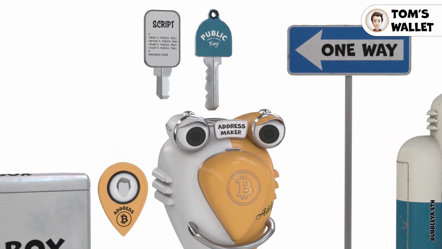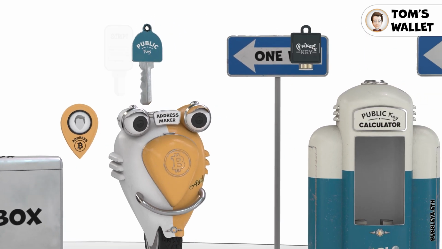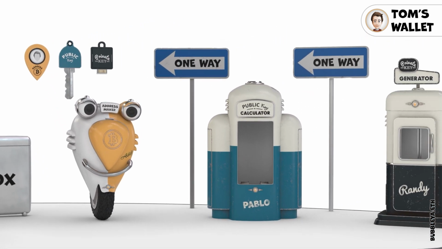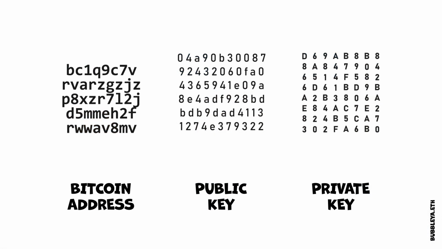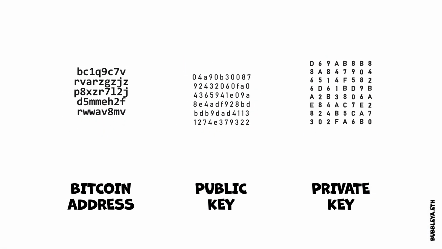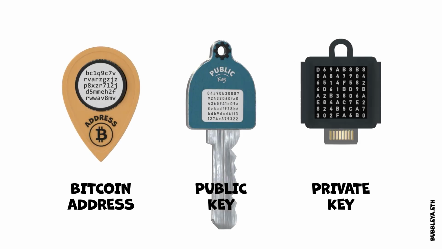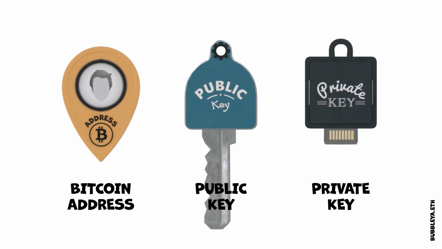The wallet has finished the creation of Tom's private key, public key, and Bitcoin address. Remember that the keys and address are numbers. What you see here is their visual representation in our fiction world.